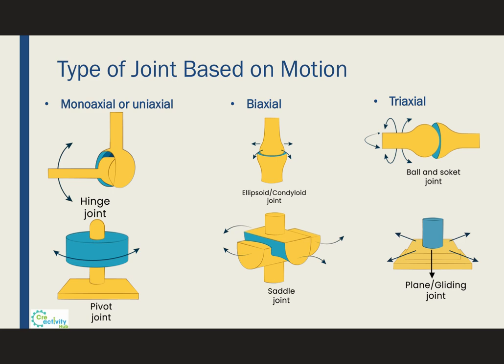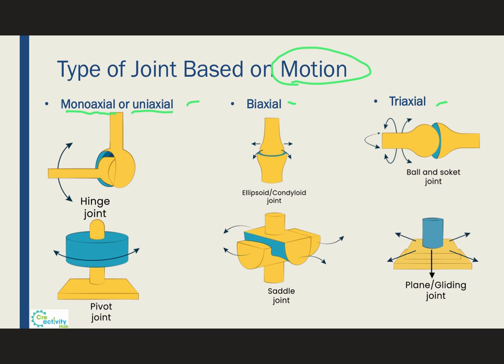Now let's look at the type of joint based on the motion. We did talk a little bit about motion on the previous slide, and there are basically 3 different types of motions. And this classification will help us understand how different joints can contribute to the body's overall flexibility and mobility.